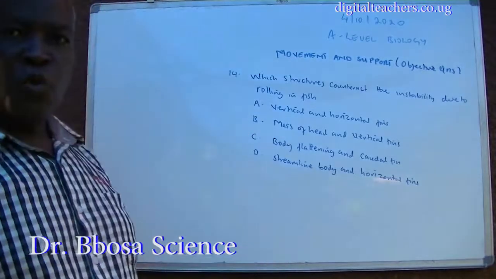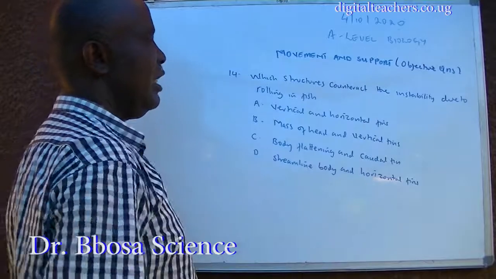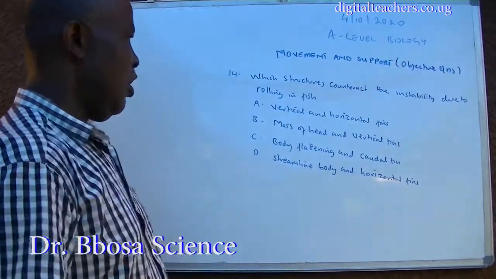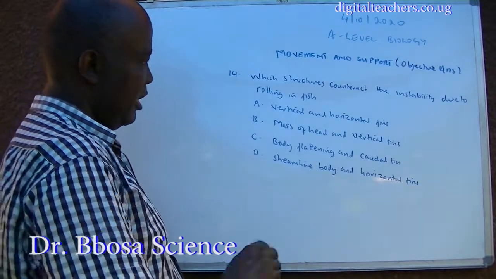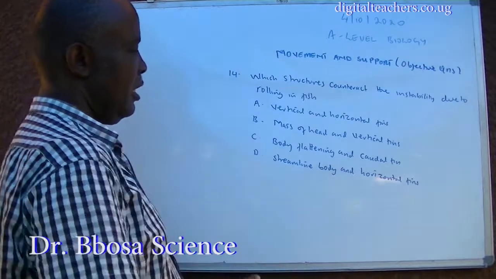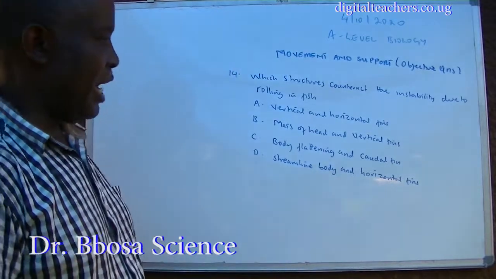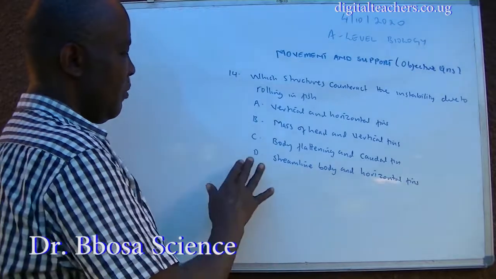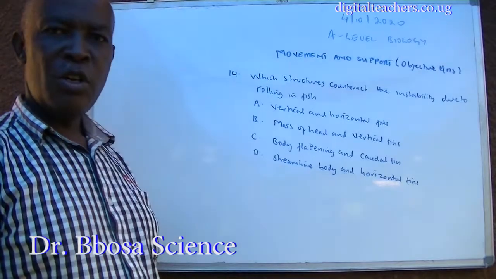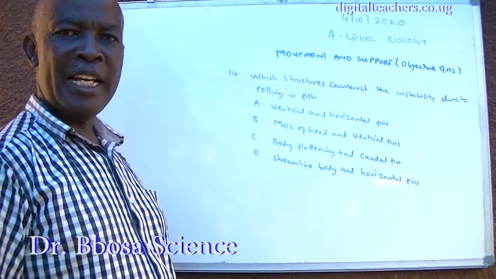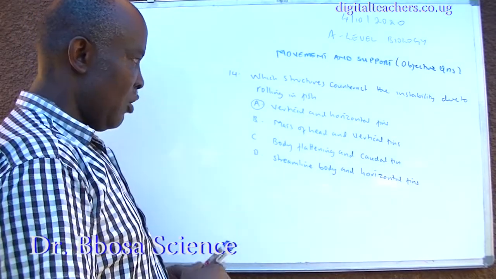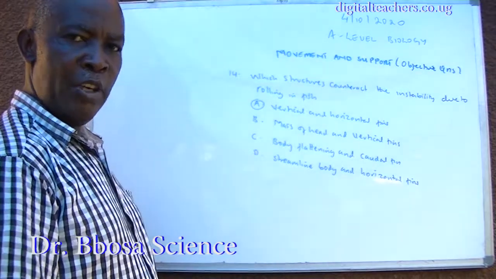Number 14. Which structures counteract the instability due to rolling in the fish? A. Vertical and horizontal fins. B. Mass of head and vertical fins. C. Body flattening and caudal fin. D. Streamline body and horizontal fins. You can pause and answer. The answer is A. Vertical and horizontal fins.